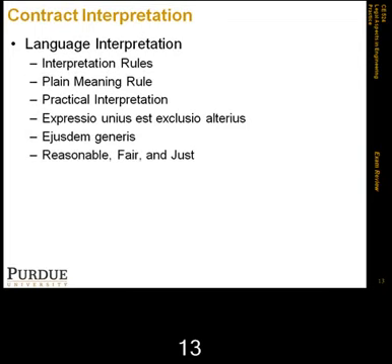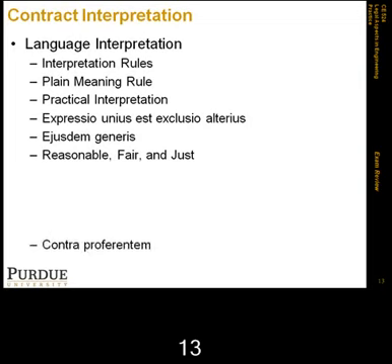Another rule is that the interpretation has to be reasonable, fair, and just. Although this rule does not give the court the power to rewrite language or prevent parties from agreeing to language that may not be reasonable, it still allows them to interpret language that is ambiguous or unclear, or requires an interpretation, for the meaning that is more reasonable, fair, or just.